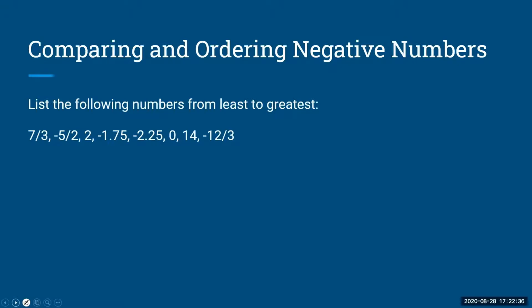A little example to keep you occupied. List the following numbers from least to greatest: 7/3, negative 5 halves, 2, negative 1.75, negative 2.25, 0, 14, negative 12/3, which you can simplify instantly. I'll leave you to it. Positive 0, 0, negative 0 are all equal to 0. I can give you a little bit to do that.